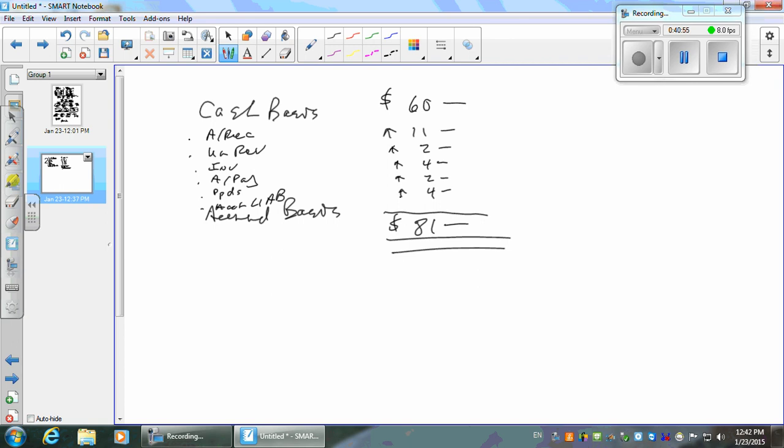Accrued liabilities, what happened to those? Up by 2. That would give me more expense, less income by 2, right? Okay. So does that work? Yes. 11 plus 2 is 13, plus 4 is 17, plus 2 is 19, plus 4 is 23, less 2 is 21, and we are miracle workers.